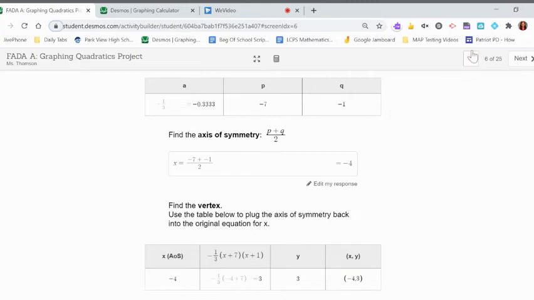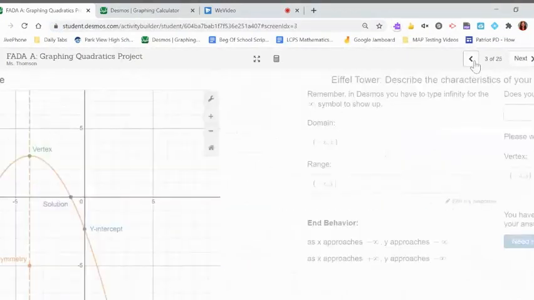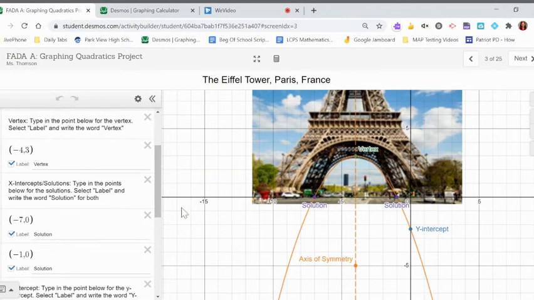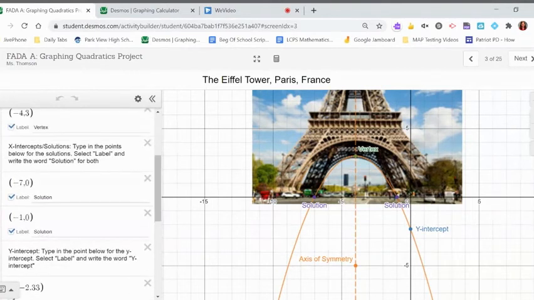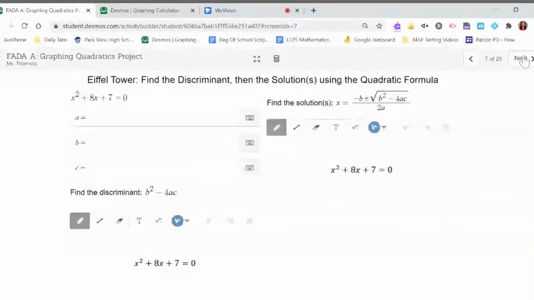If we remember back to our first slide, I'll go back there in a second. My axis of symmetry was at negative 4, and my vertex was negative 4, 3. And remember, my solutions, my x-intercepts were negative 7 and negative 1. Let's go back and just see that. There's your vertex, negative 4, 3. Your axis of symmetry, negative 4. And my solutions, negative 7 and negative 1. So it all interacts. All of this stuff is connected.